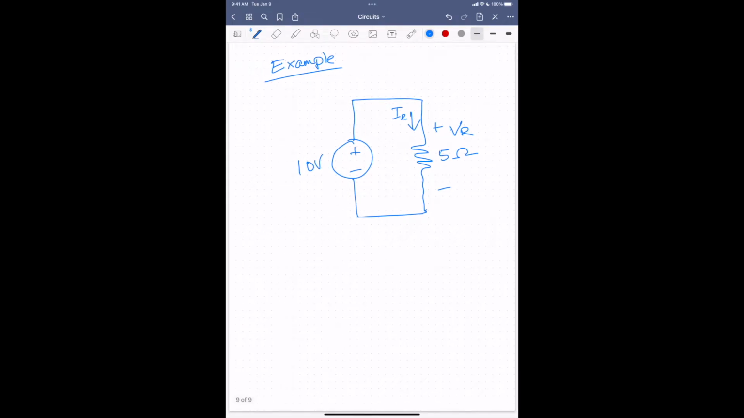Let's consider an example. I've drawn a circuit here with a 10 volt source and a 5 ohm resistor. I've defined VR across the 5 ohm resistor as shown, and the current going into the positive side. Okay, so we know that PIV, P is equal to I times V. We don't know the current through the resistor, so first we would need to calculate that. But we do know that V is, in our case, VR.